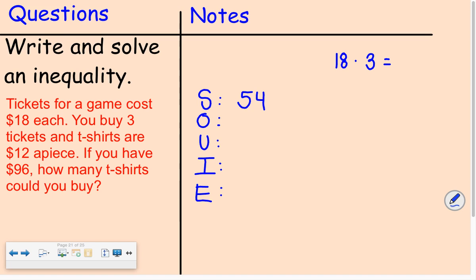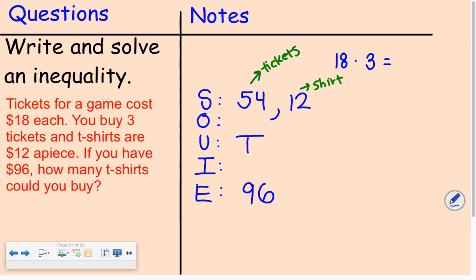So that's where I'm starting. That's what I purchased. It also says that t-shirts, so maybe I'll put this right here is for the tickets. And then it also tells me that I can buy a shirt for 12. It doesn't say how many shirts we're buying, it just says that a shirt is $12. Okay, I have $96 to spend. So in the end, when I pay the cash register, I have $96 in my pocket. How many t-shirts can I buy? So we are going to solve for t-shirts.